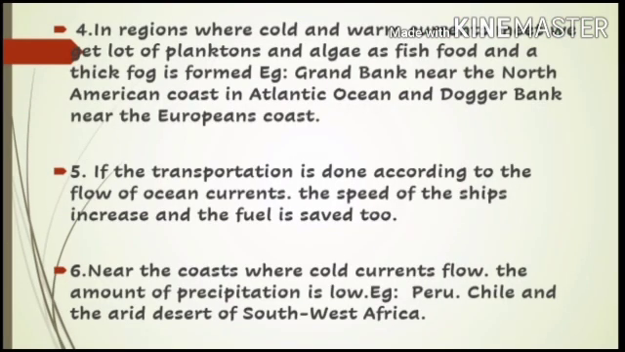In the regions where cold and warm currents meet, we get a lot of plankton and algae as fish food, and a thick fog is formed. Grand Bank near the North American coast in Atlantic Ocean and Dogger Bank near the European coast. What they are telling is where the warm current and cold current meet, at these places a lot of plankton, fish food is available, so we can see many fishes at this place.